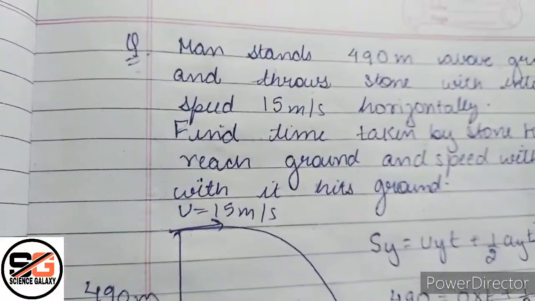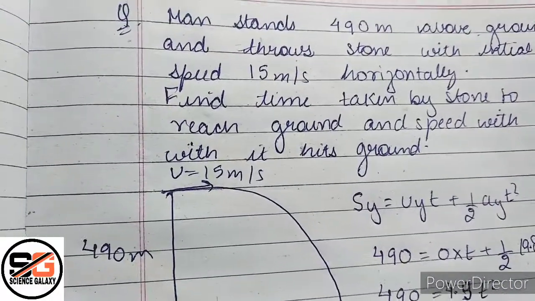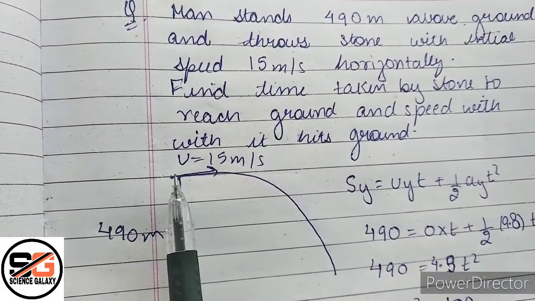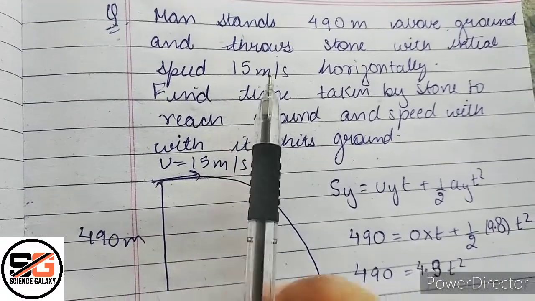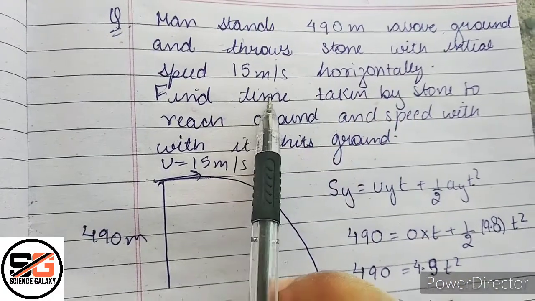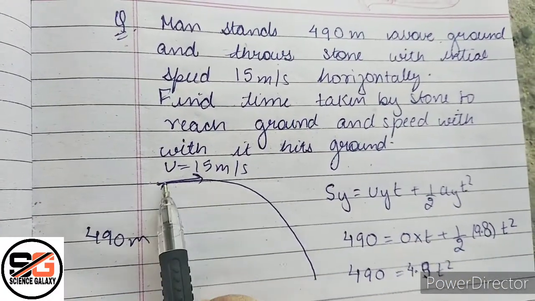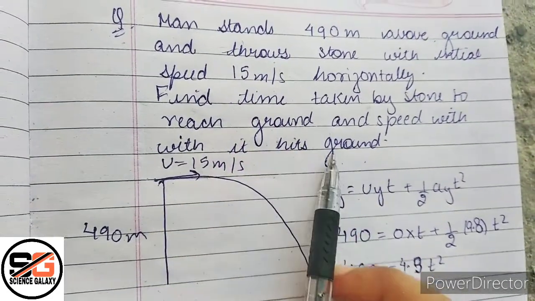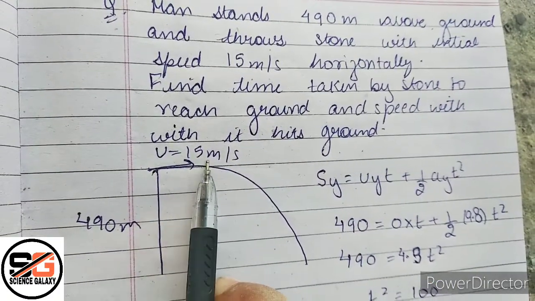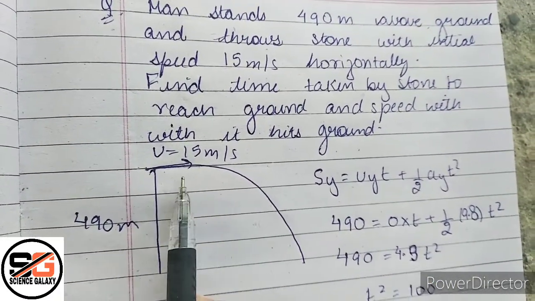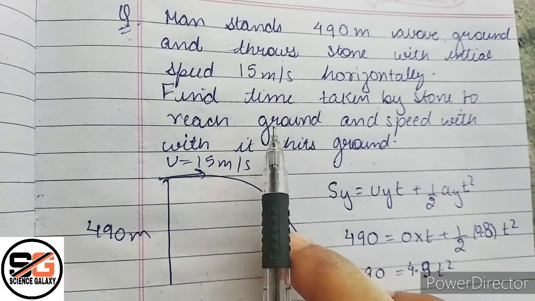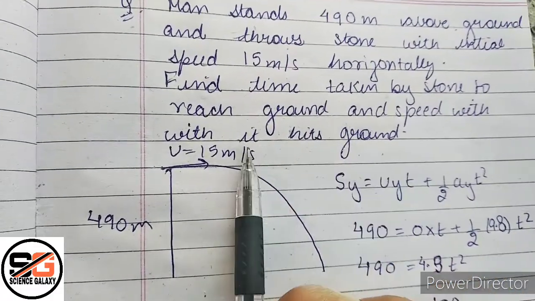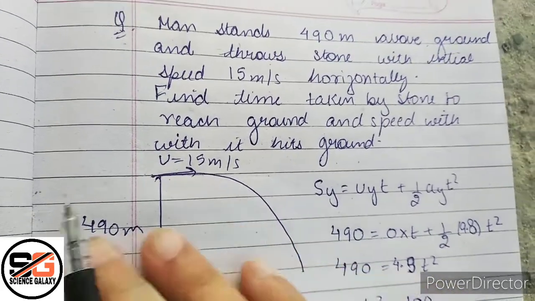Now we will try one more question on this projectile motion. A man stands 490 meters above the ground and throws a stone with speed 15 meters per second. He throws the stone from this point at 15 meters per second horizontally. It would be horizontal, but slowly it would cover a half parabolic path. Find the time taken by the stone to reach the ground and the speed with which it hits the ground.